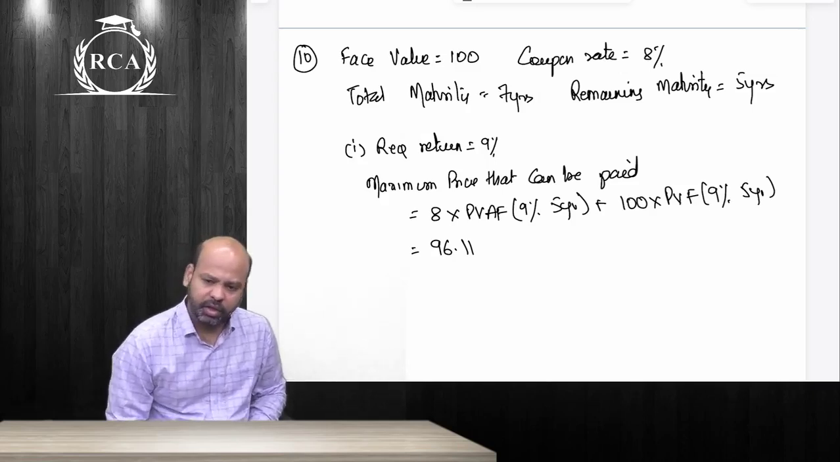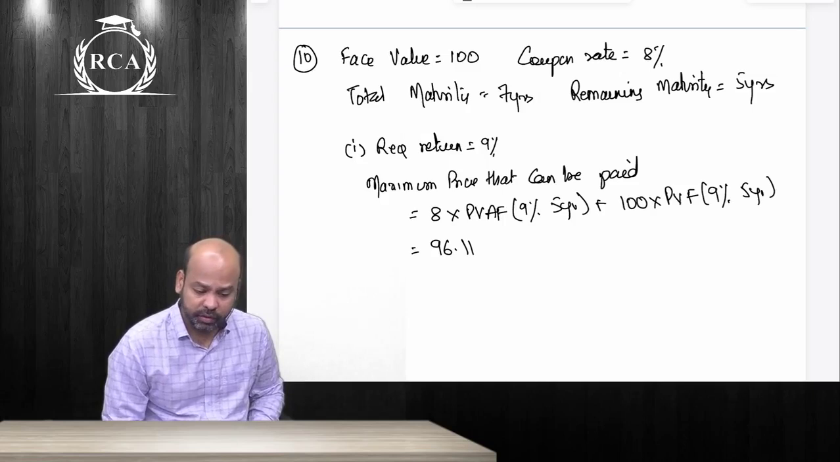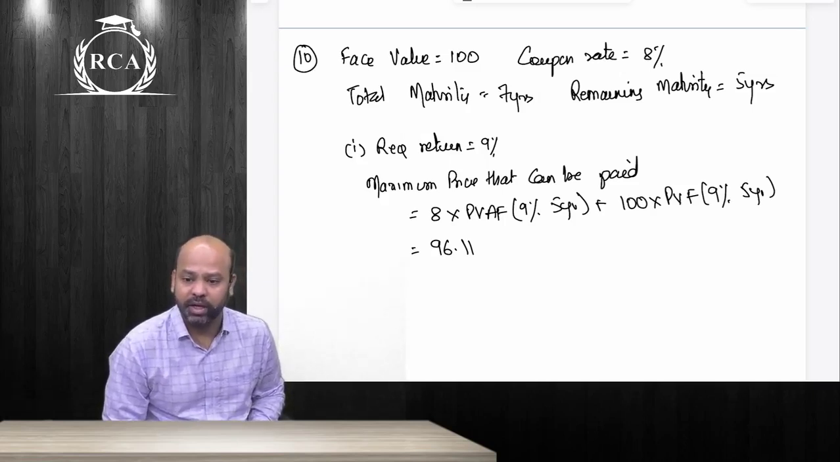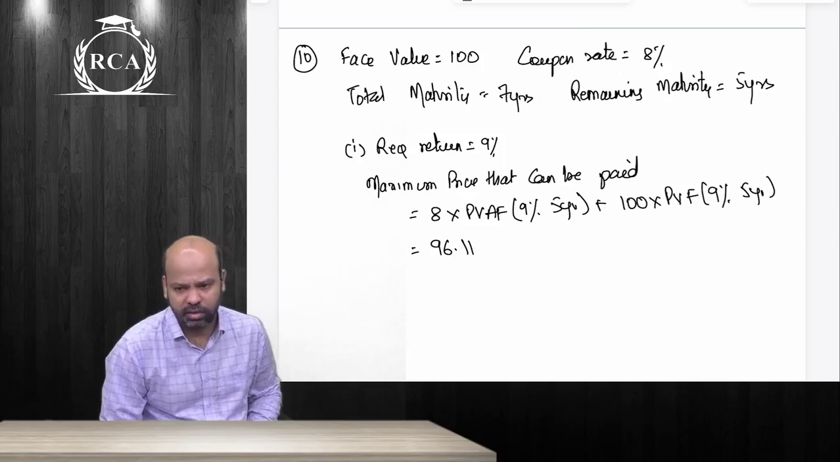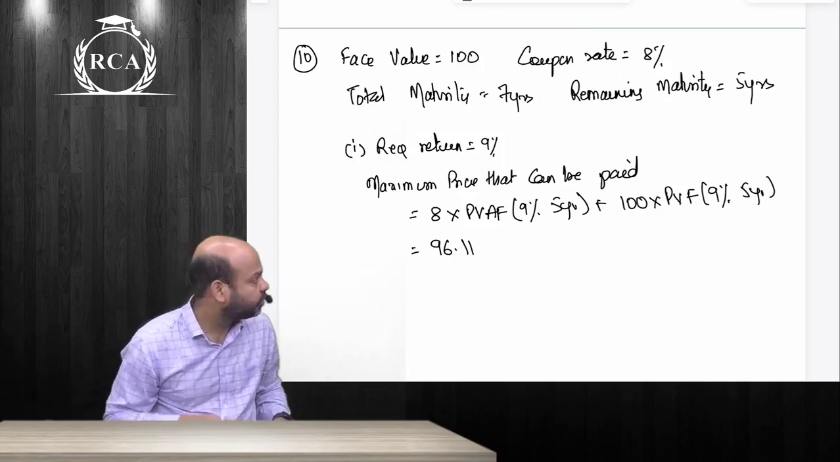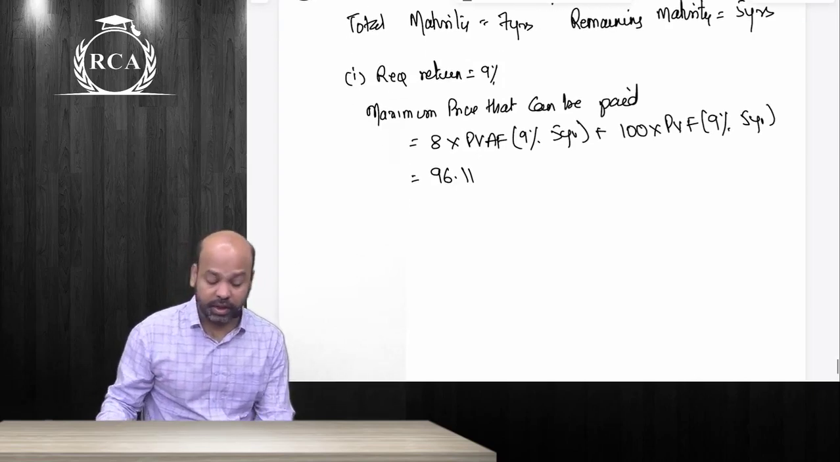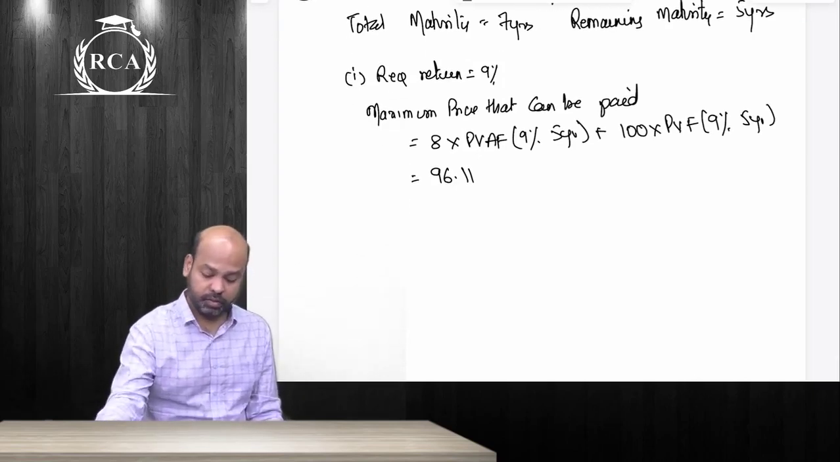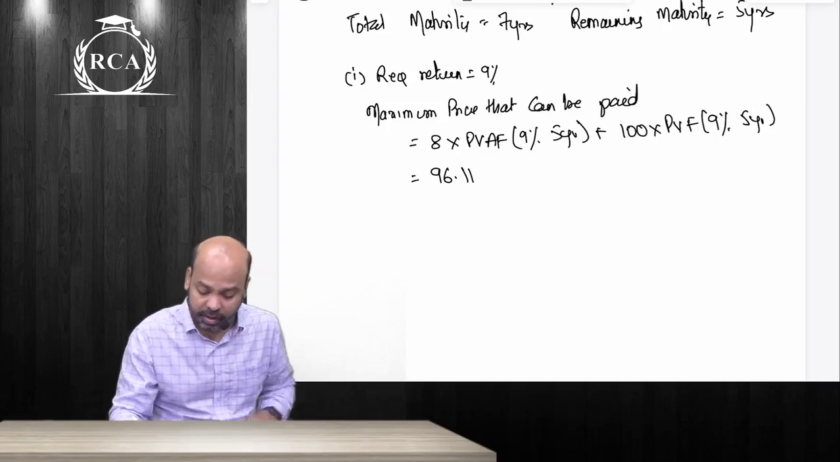If you end up multiplying by 1000 bonds, that is 1 lakh divided by 100 rupees, then you will invest a lesser amount. You will not invest the entire 1 lakh. So the price of each bond, beta, is 96.11. Second case, beta, required return is how much?